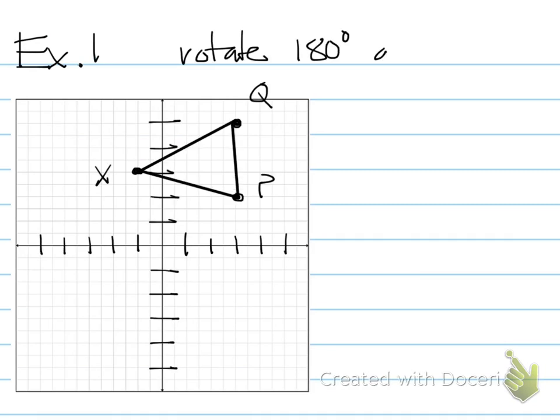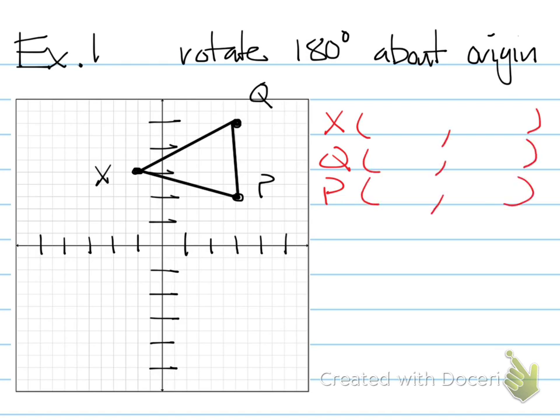In this example, we want to rotate this triangle 180 degrees about the origin. Notice it did not say clockwise or counterclockwise because 180 degrees clockwise is also 180 degrees counterclockwise. So we want to start by writing down the coordinates of X, Q, and P. Once we have their coordinates, we're going to apply the rule from the previous slide.